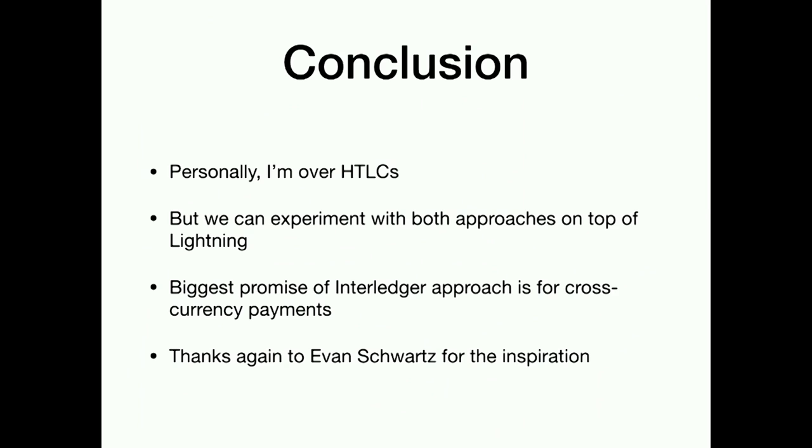So, look, this is the part where usually people say, I like HTLCs, we can all live together. Like, I'm over it. I don't want to write HTLC code ever again. But the Lightning work, it does support it. I'm not saying they should abandon it. And we can experiment with both approaches on top of it. You can do a packetized payment on top of Lightning just by making a lot of really small payments on it. That's one of the beautiful things about Interledger, that it doesn't care what the substrate is. It can just work on anything where you can make these small payments.